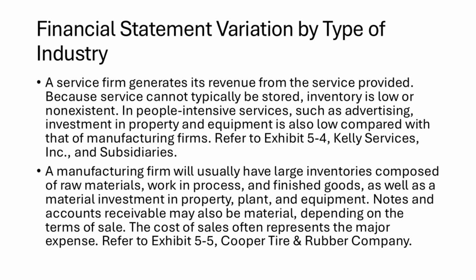A manufacturing firm will usually have large inventories composed of raw materials, work in process, and finished goods, as well as a material investment in property, plant, and equipment. Notes and accounts receivable may also be material, depending on the terms of sale. The cost of sales often represents the major expense. Refer to Exhibit 5-5, Cooper Tire and Rubber Company.